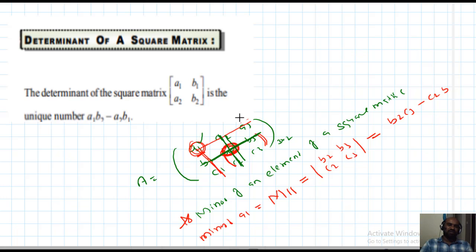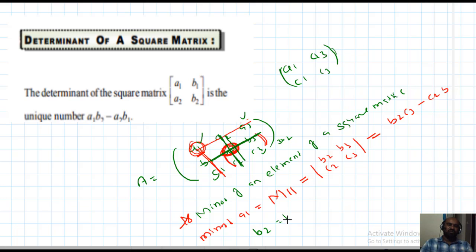What happened here? A1, A3, C1, C3. A small 2 by 2 matrix will give A1, A3, C1, C3. A small 2 by 2 matrix, with its determinant, is said to be the minor of that element.